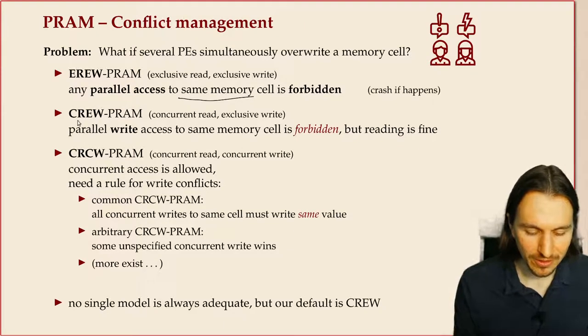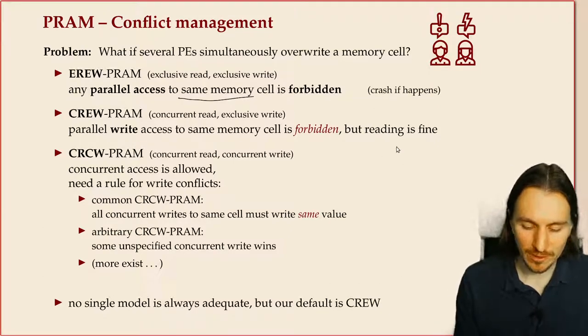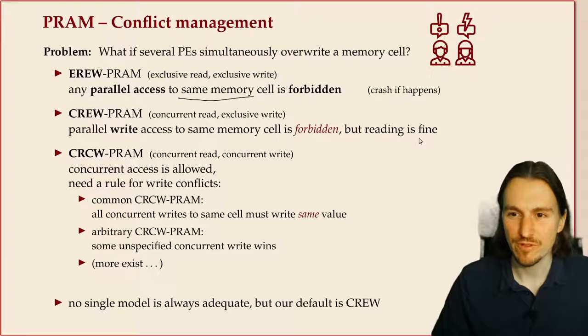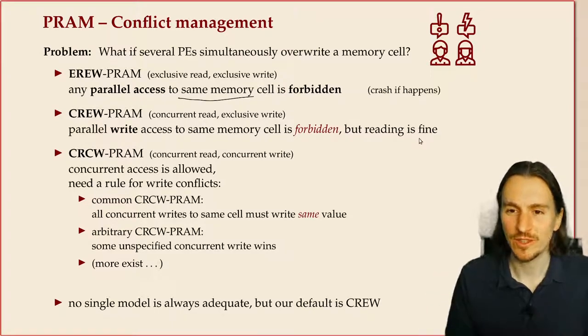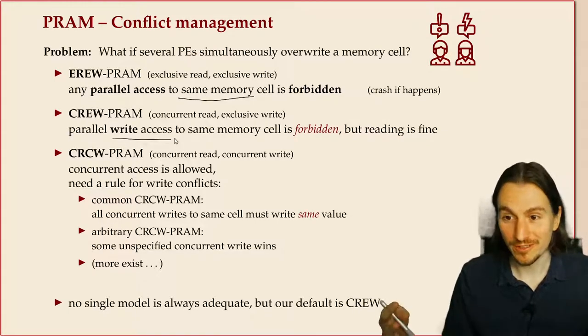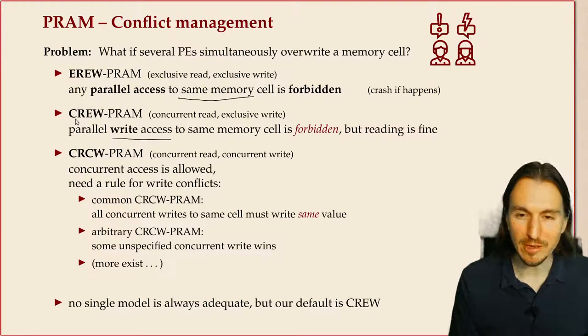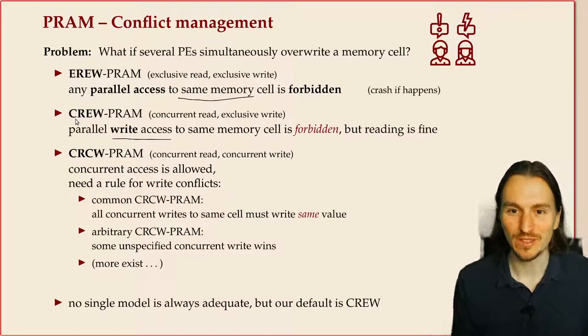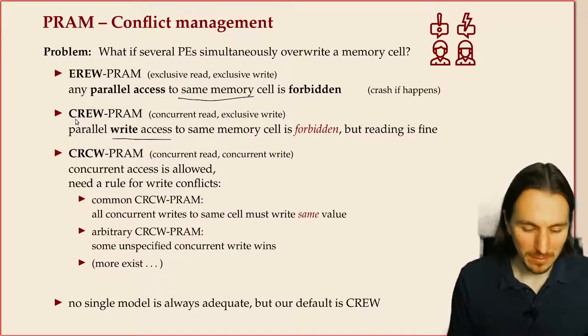More flexible is the concurrent read but exclusive write model, which means it's fine if many processing elements read the same cell, because reading doesn't create conflicts. As long as the same data is written there and they all read the same value, it's consistent. But writing can create problems, because you could try to write different values to the same spot, and then you have to decide what wins. So the CREW PRAM just says this is not allowed. Whenever you write to the same cell, it has to be a single processing element. There's no parallel write access.